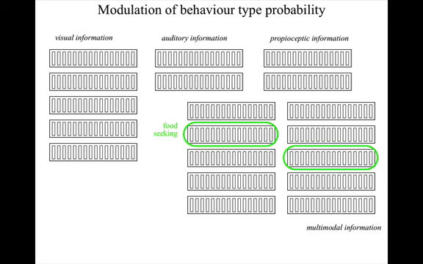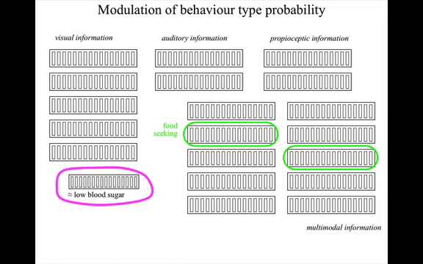Now suppose that some areas detect receptive fields that are particularly effective for recommending, say, food-seeking behaviors. And suppose that there's a special purpose area that detects receptive fields correlating with low blood sugar.